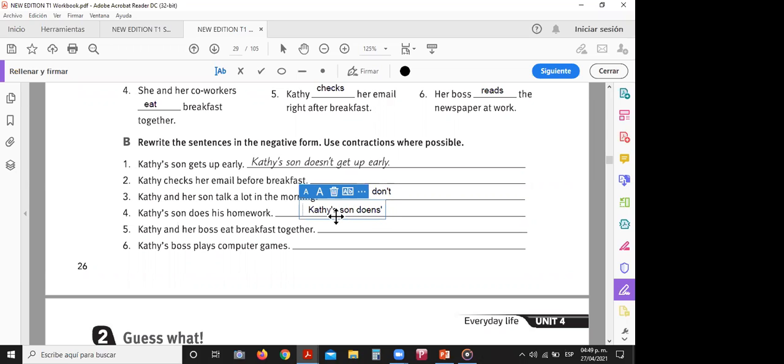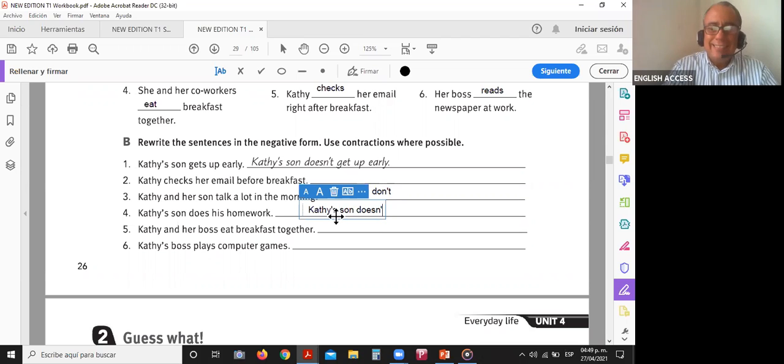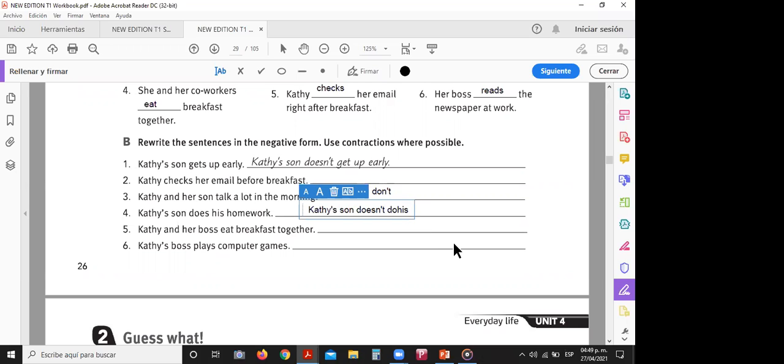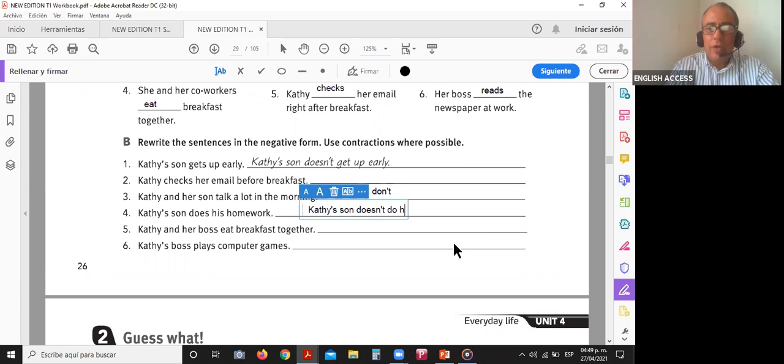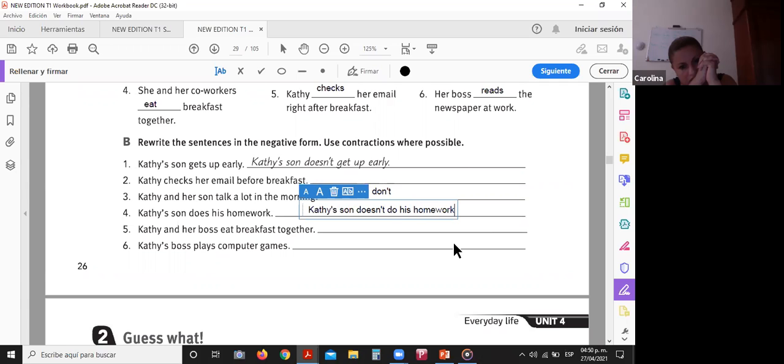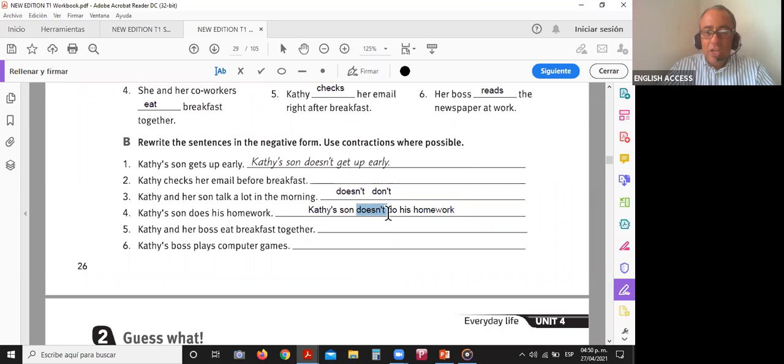He does homework. Doesn't. The verb is missing. What is the verb? Doesn't do his homework. In this case, we need to add the verb. It's very important. Remember, doesn't means no, but the action is do the homework.